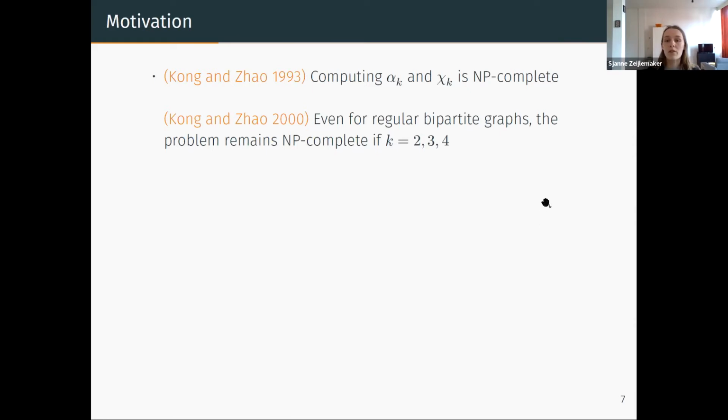Part of our motivation is that the problem, like the normal independence number, is NP-complete. This is actually still the case for some very specific graphs. But these eigenvalues can be computed in polynomial time with Gaussian elimination. So these are very good candidates for this kind of upper bounding.